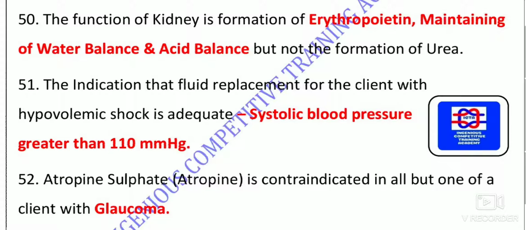Next we have the indication that fluid replacement for the client with hypovolemic shock is adequate: systolic blood pressure greater than 110 millimeters of mercury.